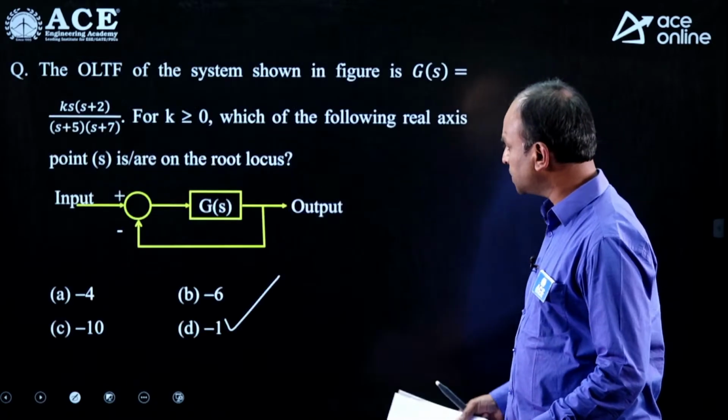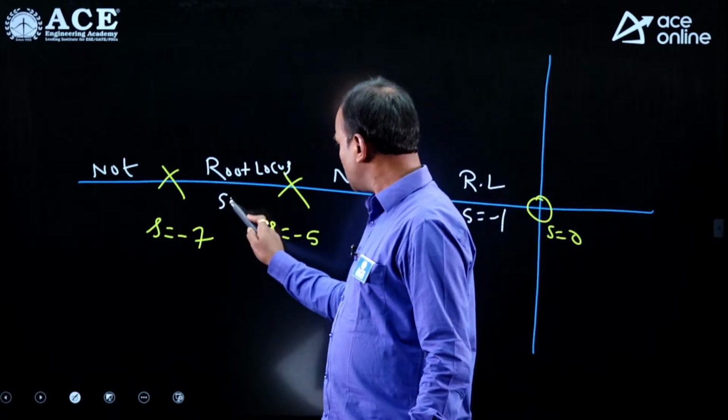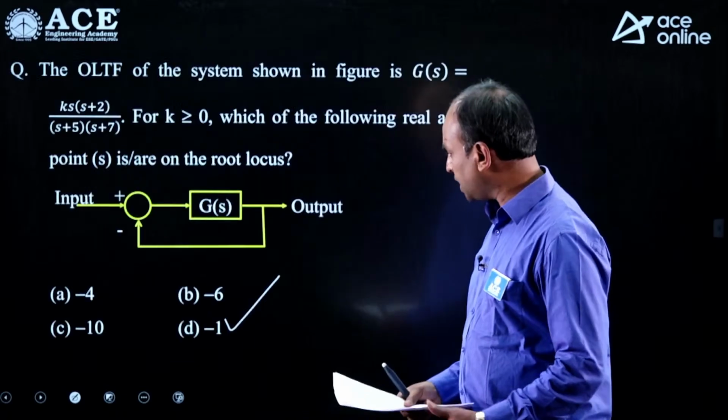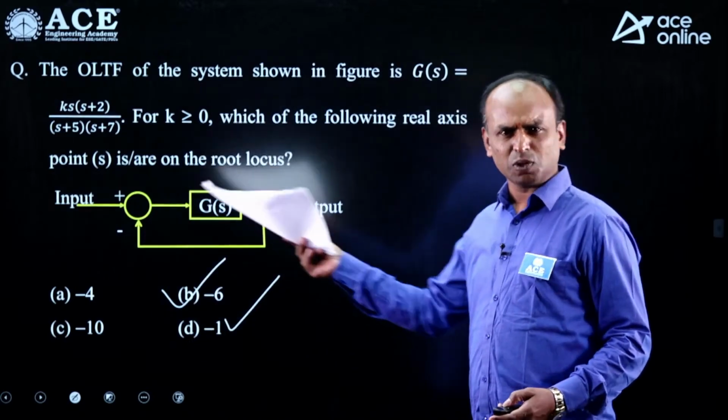Now the next option, observe here. Minus 6 is also on the root locus. So from this, what is the best option here? Minus 1 and minus 6, B and D are the correct answers. That is a simple question from the root locus.